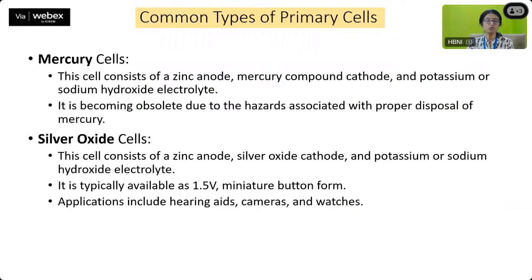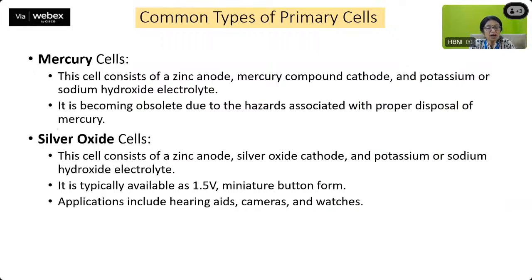Now it's more or less obsolete because of the hazards associated with the proper disposal of mercury. So in this particular cell, you have a zinc anode, a mercury compound cathode, and potassium or sodium hydroxide used as the electrolyte. This mercury compound cathode is something we try to avoid because of the health hazards of mercury, and that is why these mercury cells are quite obsolete right now.